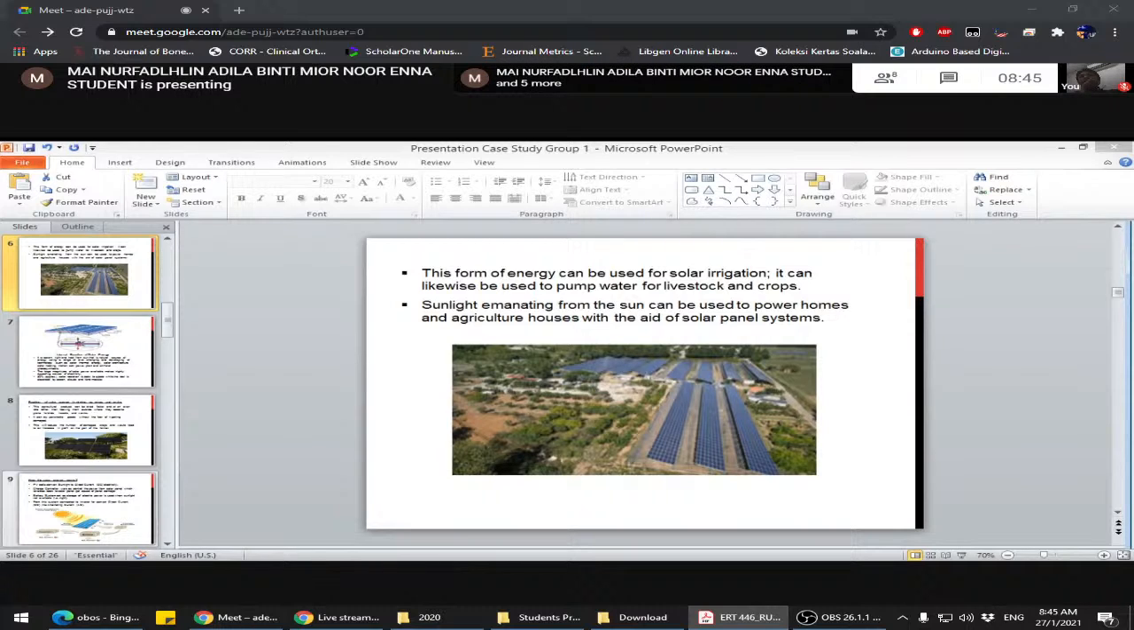This form of energy can be used for solar irrigation. Sunlight emanating from the sun can be used to power home and agricultural houses with solar panel system.